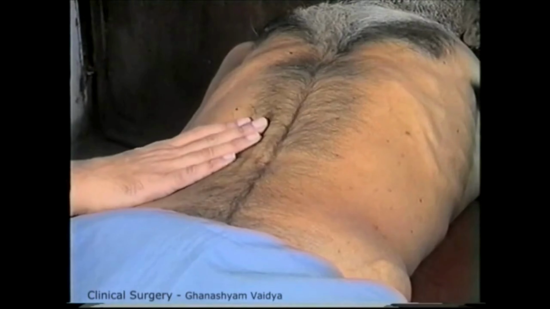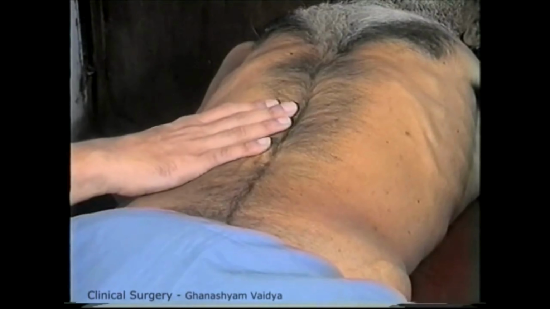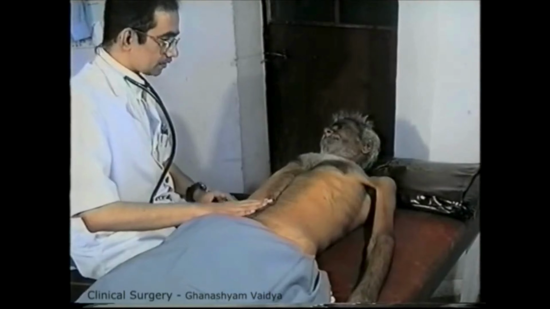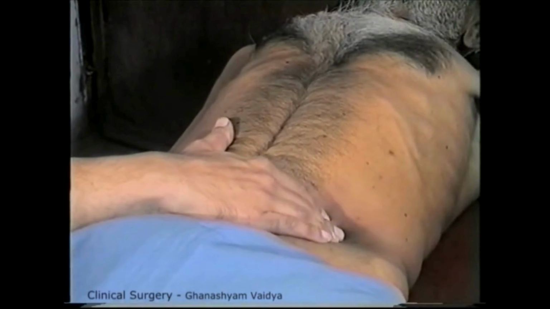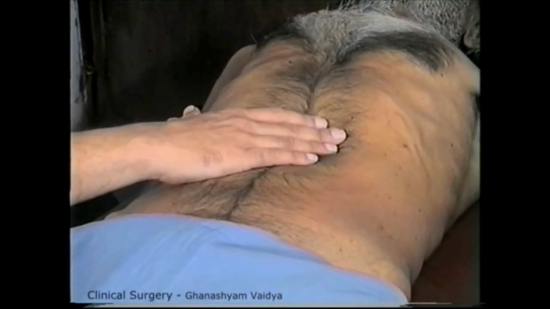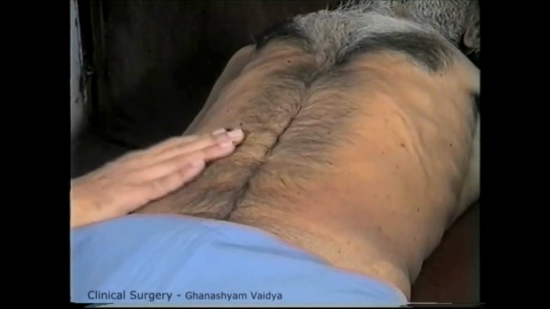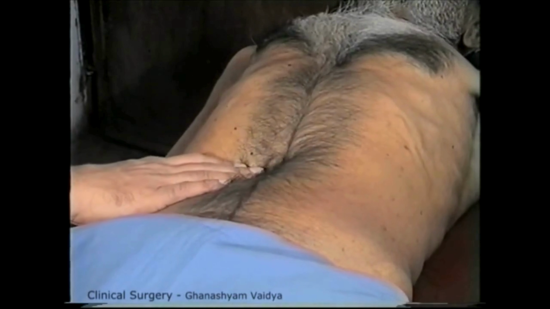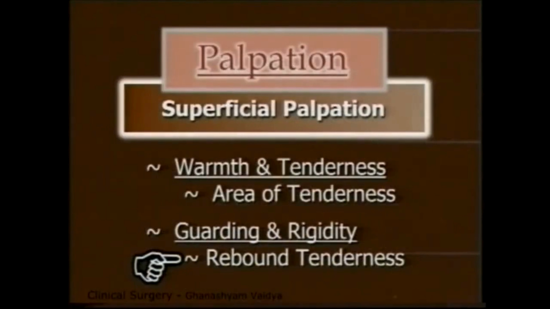If guarding is detected, keep the hand over the site with gentle pressure and divert the patient's attention to some conversation. Observe whether the guarding disappears. Voluntary guarding, which is due to patient's oversensitivity or fear, will disappear if you successfully divert the patient's attention away from the act of palpation. If there is mild localized tenderness, look for rebound tenderness.